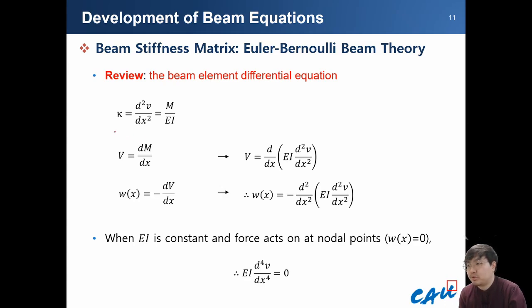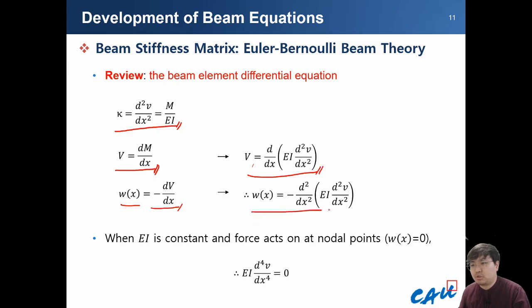In the previous slide we reached this relationship: the moment is equal to Young's modulus times the moment of inertia times the curvature, and the curvature is the second derivative of the transverse displacement with respect to x. In the first part, we obtained that the transverse force is equal to the change of the moment, and the distributed force is the change of the transverse force. So we obtained the moment and the distributed force relationships, which look like this.